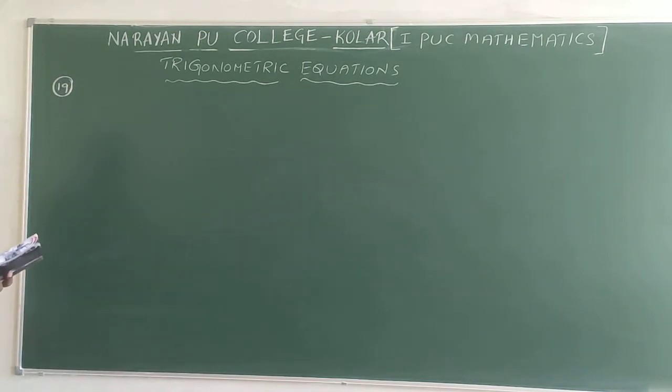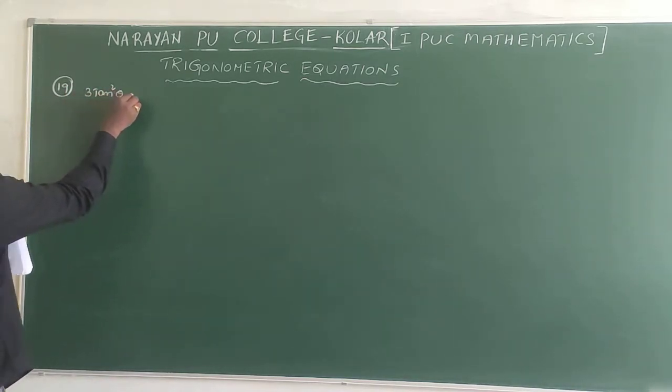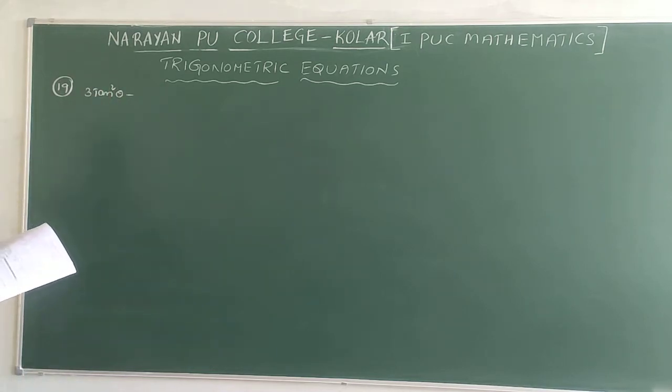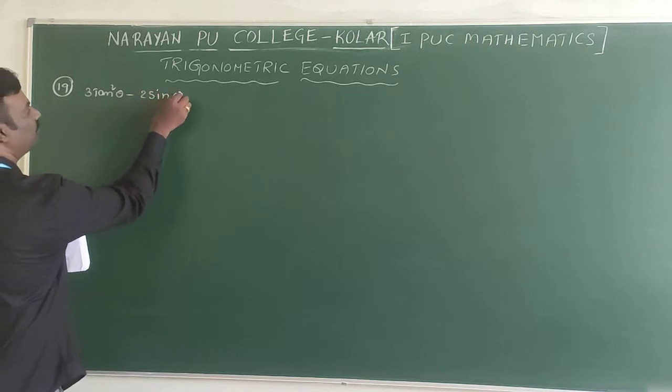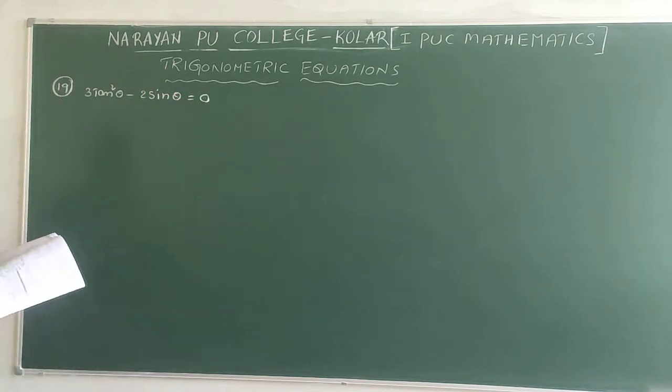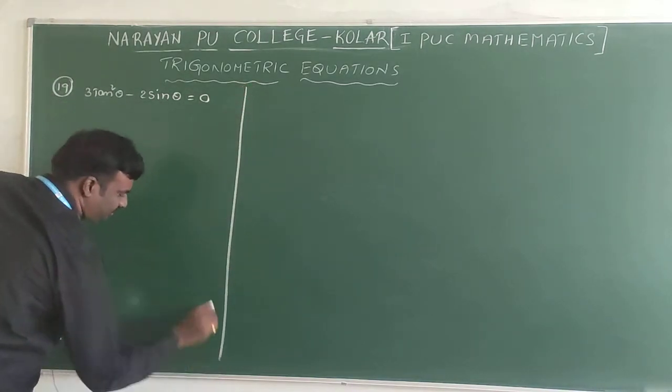In the 19th question, they have given 3 tan square theta minus 2 sin theta is equal to 0. Then we need to find the value of theta. So listen, how to find theta.